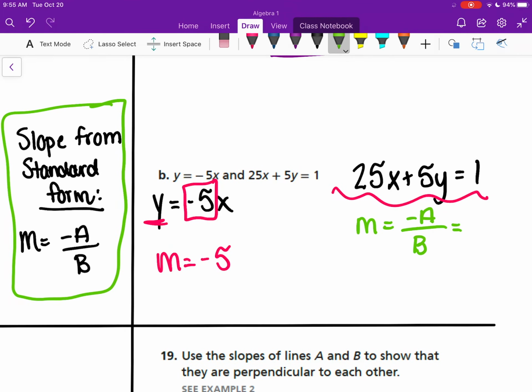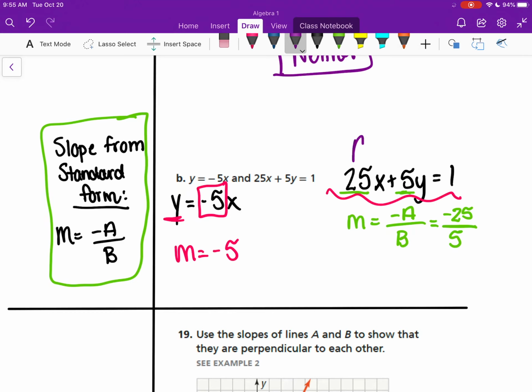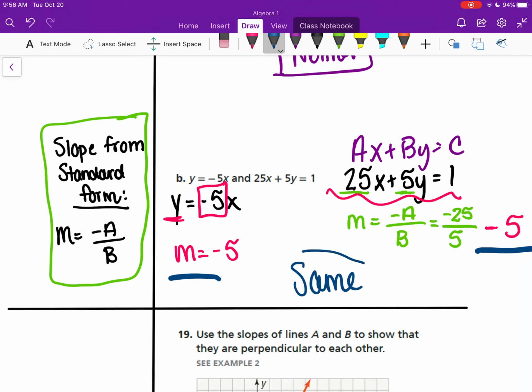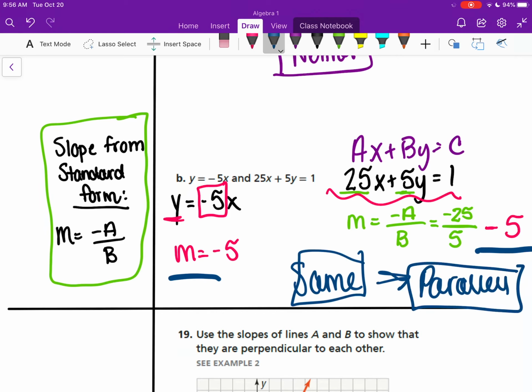So let's fill that in. The a value is 25, so the negative a value would be negative 25, divided by the b value, which is 5, because remember, standard form is ax plus by equals c, and negative 25 divided by 5 is negative 5. Well, guess what? If this is negative 5 and this is negative 5, then those are the same, which means they are parallel. Woohoo!